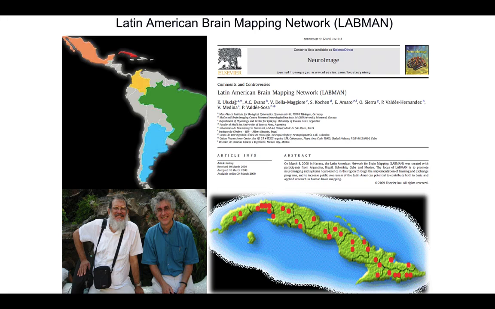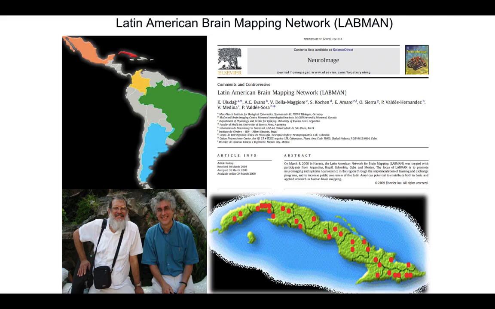Pedro heads the Latin American Brain Mapping Network, and you see him here with a longtime former colleague of mine, Keith Worsley, a wonderful statistician and mathematician. And what you see on the right here are the EEG sites across Cuba, all of which are networked together to provide EEG information in the clinical context for the entire population.